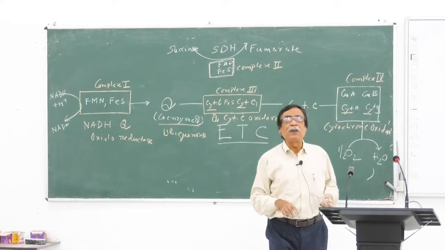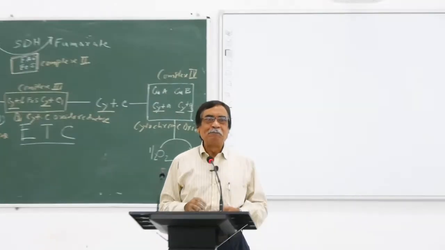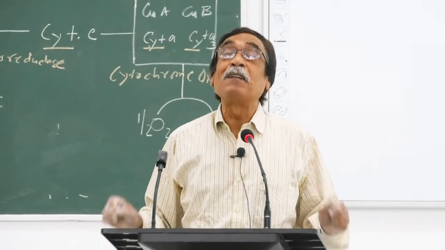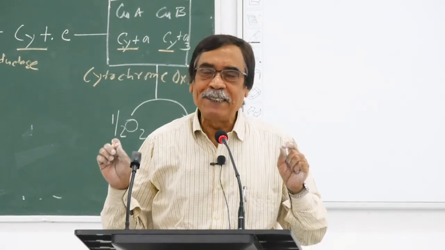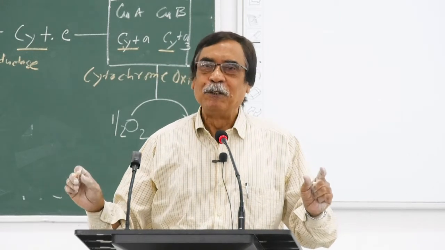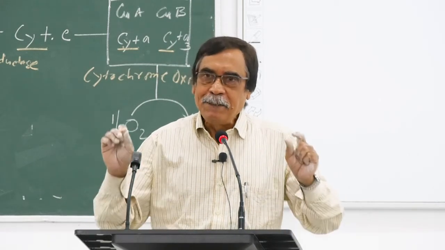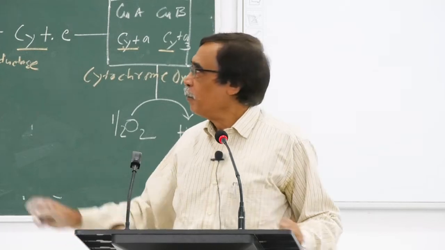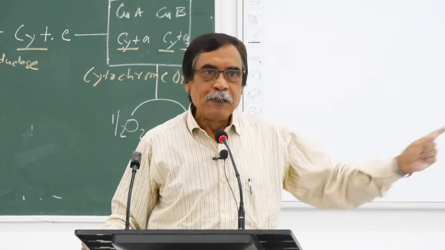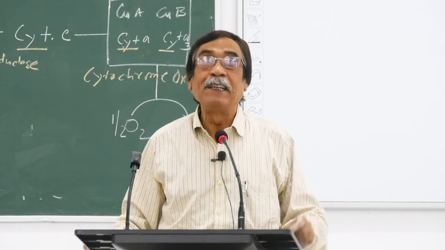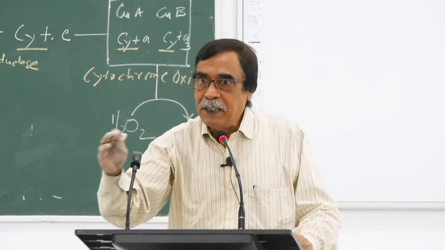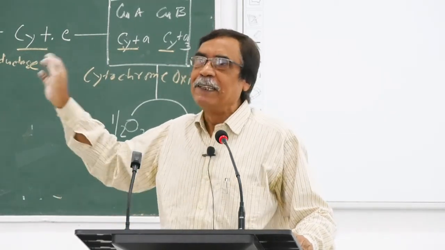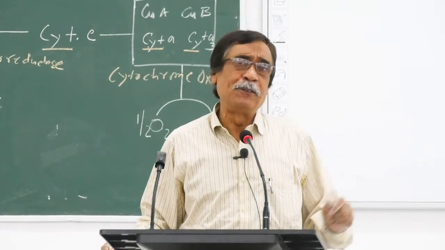কেন কিভাবে অ্যারেঞ্জ করা হয়েছে? According to the electron affinities. Electron affinities কার বেশি? Highest electron affinity is the oxygen, which is the ultimate electron acceptor. Oxygen has the highest electron affinity. এবং electron affinity of the left side, that is NADH, is the lowest. তাহলে in ascending order of the electron affinities, electron transport chain are arranged.